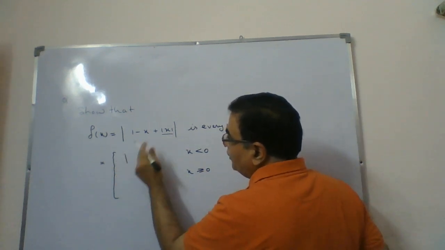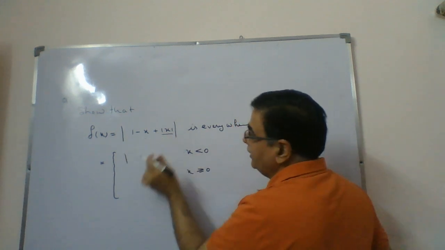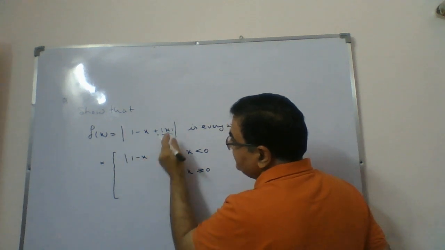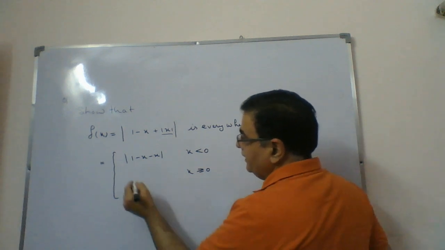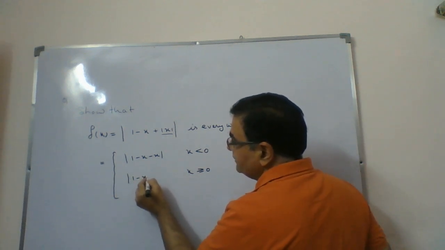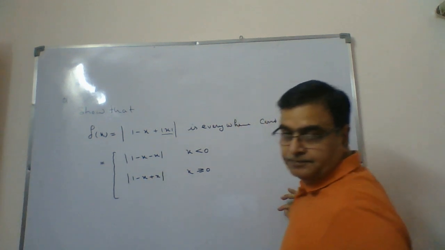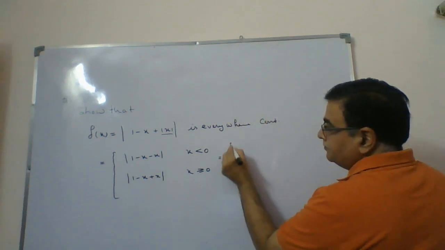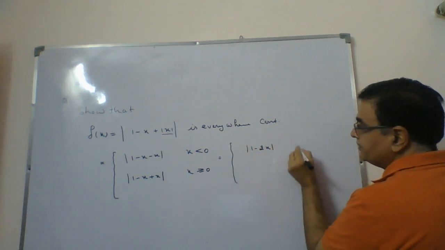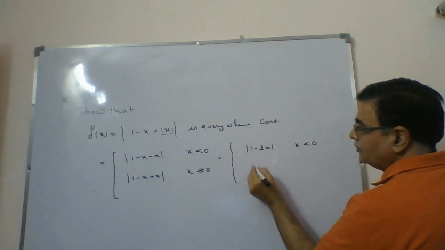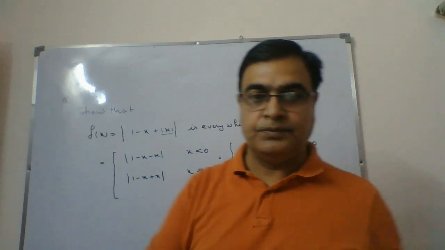First case will come for the modulus. I'll open this modulus only first, because I have an idea whether it is positive or negative. 1 - x, and its sign is negative, so it will come minus of x. And the second part will be 1 - x, as it is positive, so it will be plus of x. Then we write this as |1 - 2x| for x less than 0, and this will be 1 for x greater than or equal to 0.